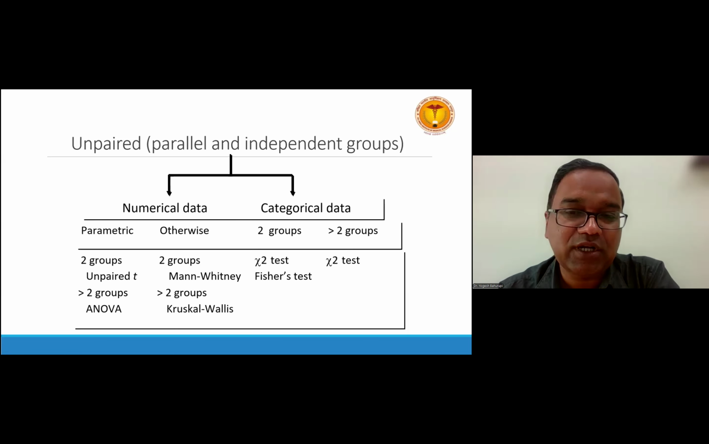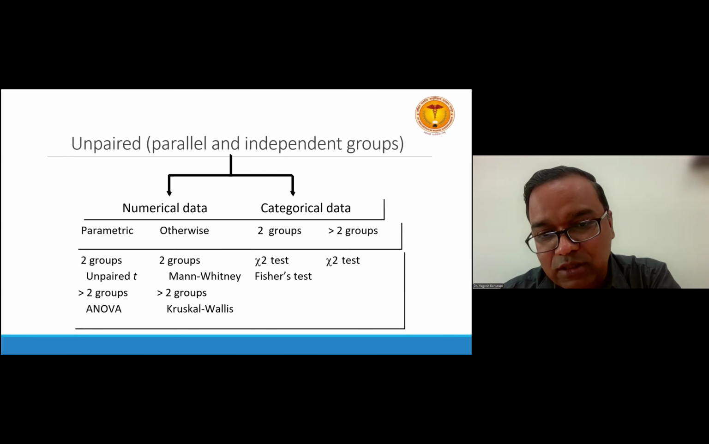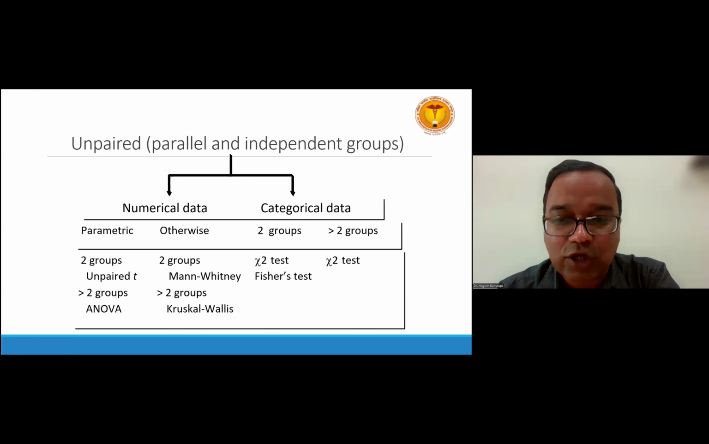You will be applying chi-square test or Fisher's exact test. Fisher's exact test is a special test when the sample is very small. There are two criteria for it. One of the criteria is theoretical, but we actually follow it. If more than 20% of the cells have expected cell value less than 5, we apply Fisher's test, or in a 2 by 2 table, if any observed value is 0, we apply Fisher's test. This is very simple. For more than 2 groups, we apply chi-square test.